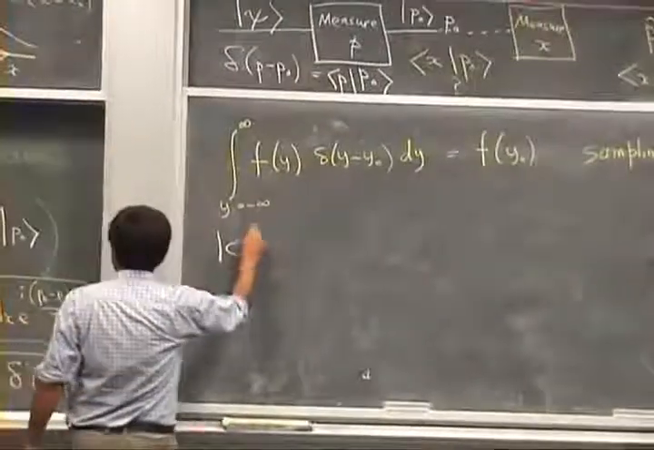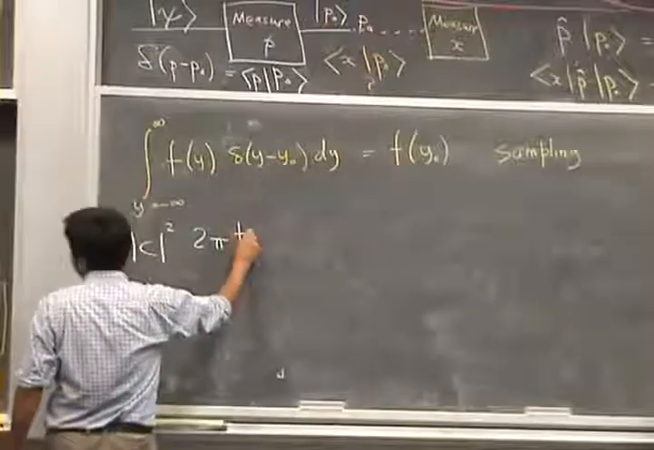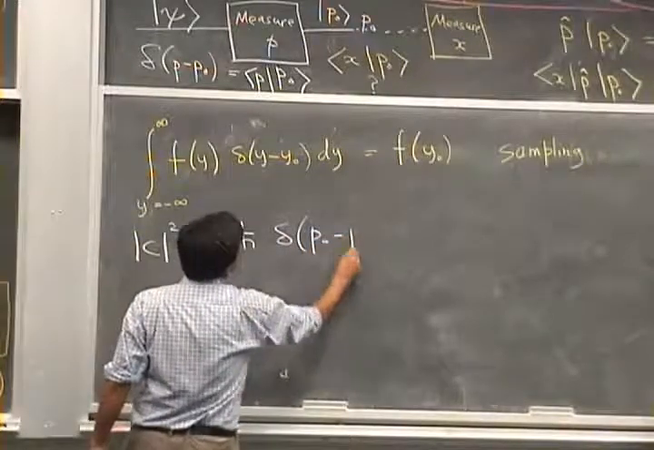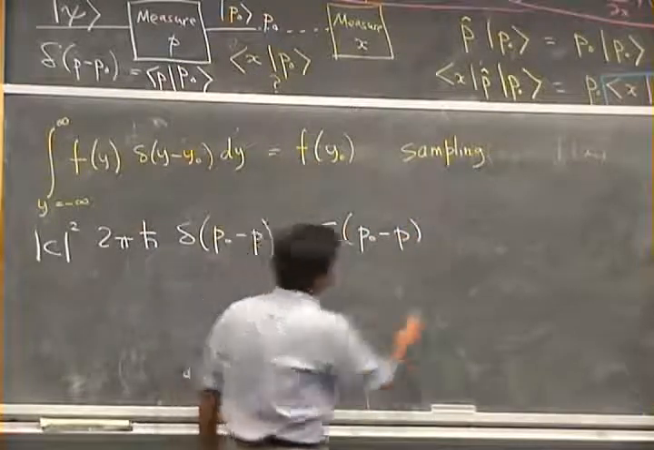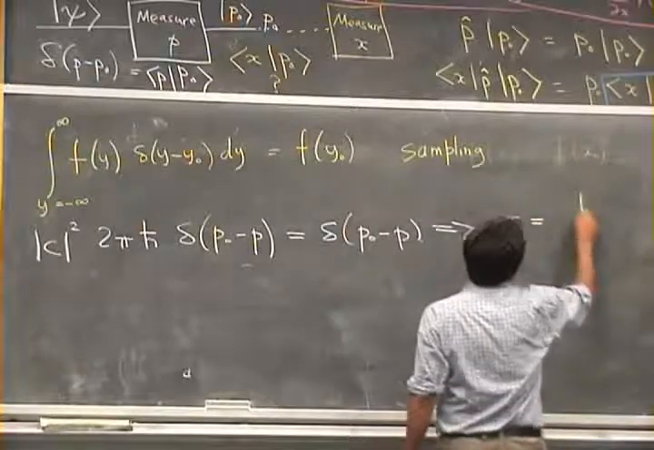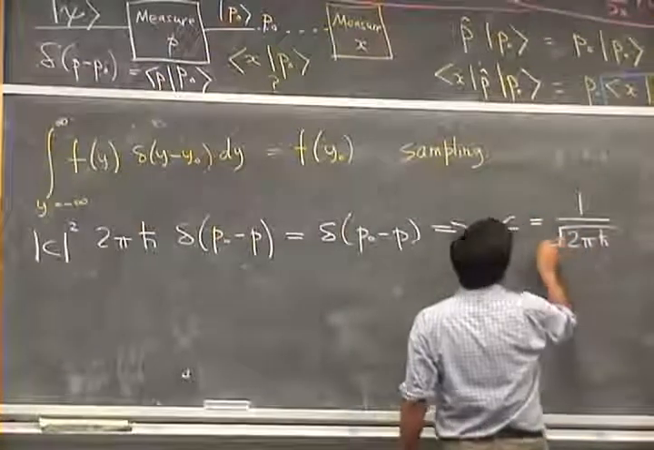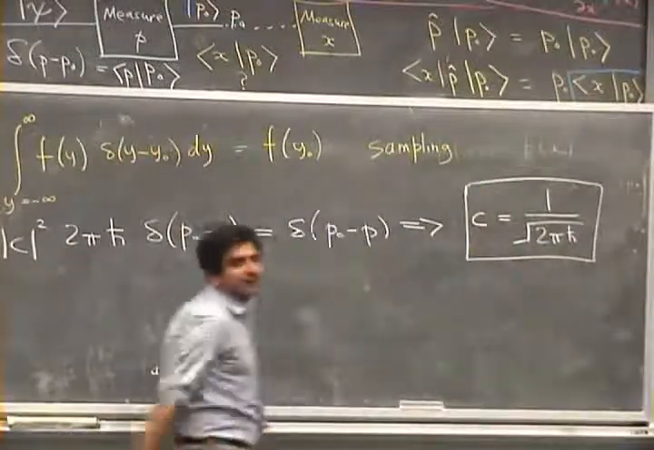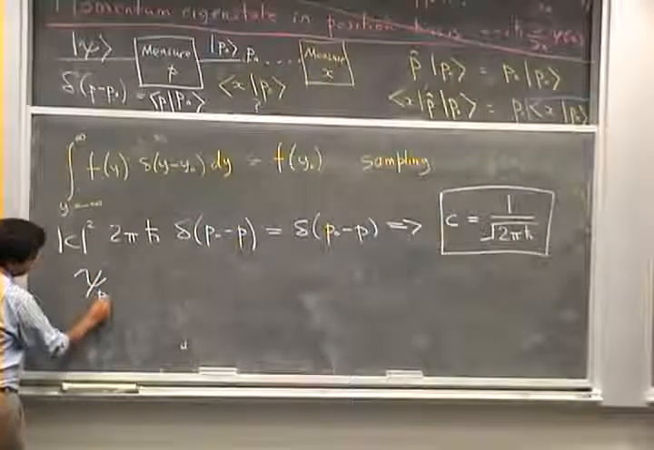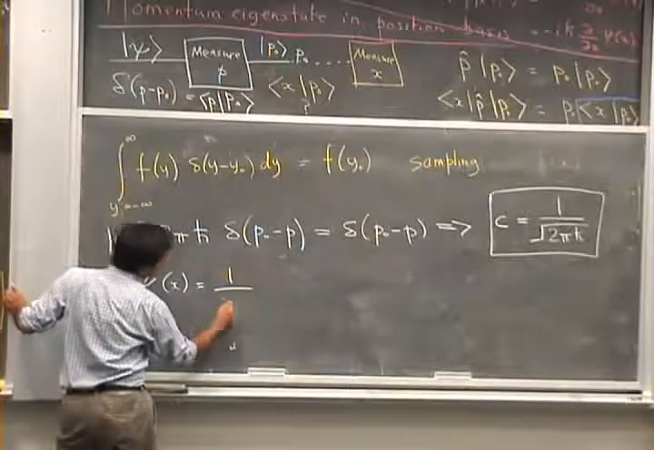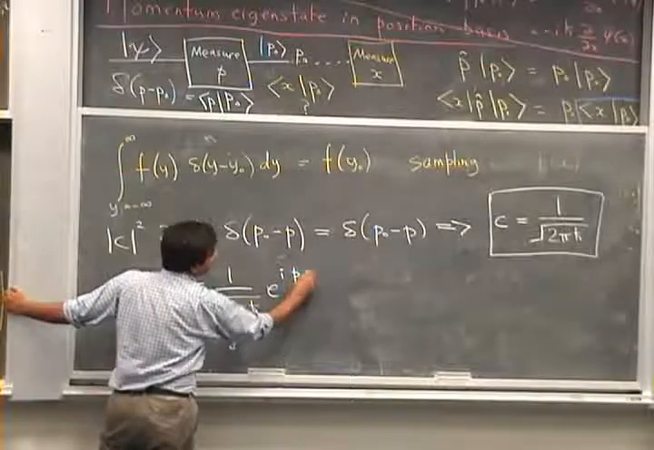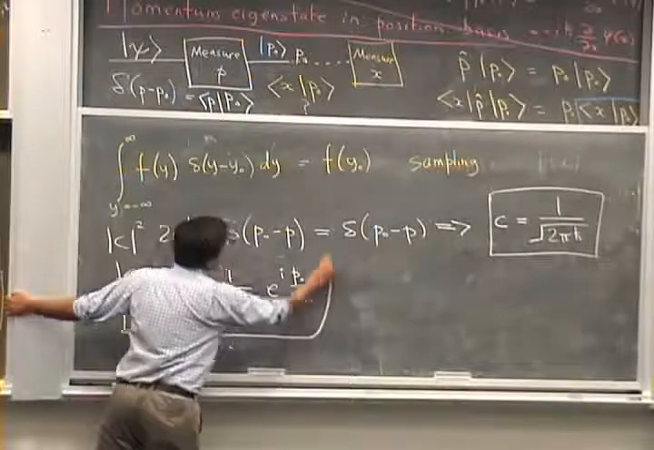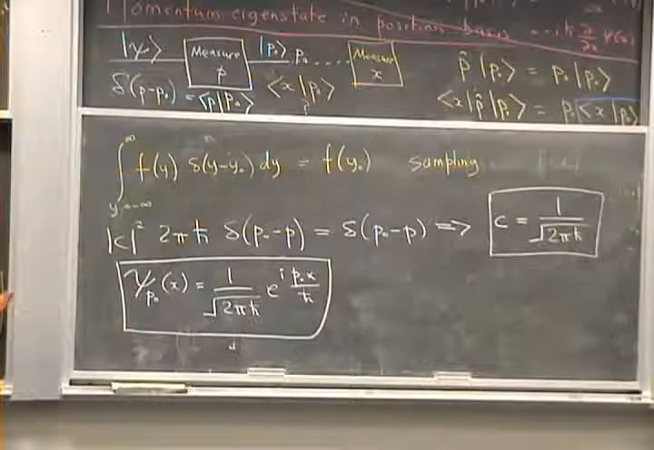So my c mod square times 2 pi h bar delta p naught minus p must equal delta p naught minus p. This means that my c must equal 1 over root of 2 pi h bar. This is possible, right? It can have a global phase as well, but that doesn't matter. So my momentum eigenstate in the position basis is simply 1 over root 2 pi h bar, e to the i p naught x over h bar. I have found out the constant c. This is my momentum eigenstate in the position basis.